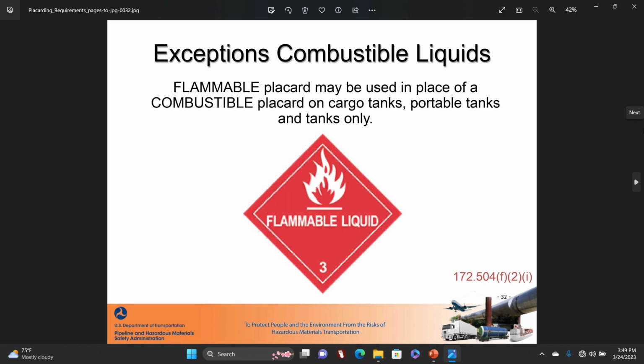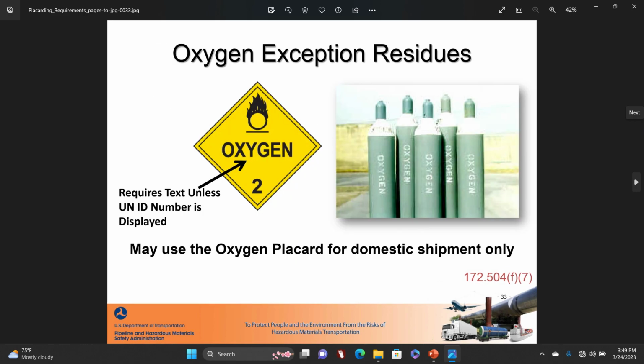Exceptions. Combustible liquids. A flammable placard may be used in place of a combustible placard on cargo tanks, portable tanks, and tanks only. So, if you have a tanker and the liquid inside is combustible, but you don't have a combustible placard, you may use a flammable Class 3 placard. If you're hauling oxygen, then the placard must say oxygen on it.